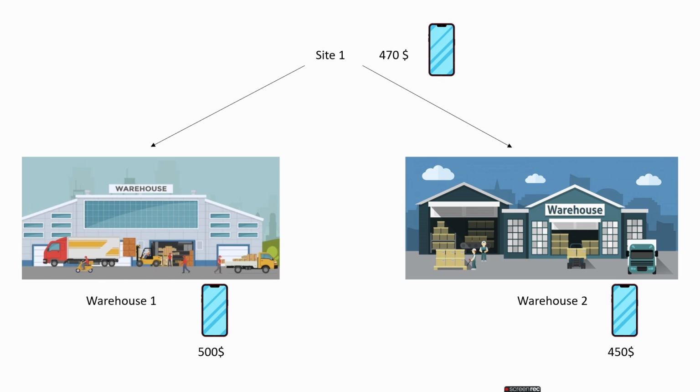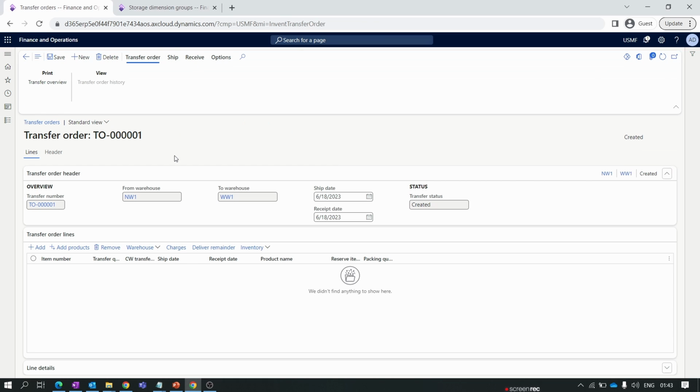Let's take an example where the financial dimension is ticked for both the warehouse and the site, and you transfer the stock from warehouse 2 to warehouse 1. Then a recalculation happens in warehouse 1 and the cost price is calculated as $470 for warehouse 1. So make sure you are aware of this recalculation process before creating the transfer order for any warehouse. So let's again move to our transfer order.